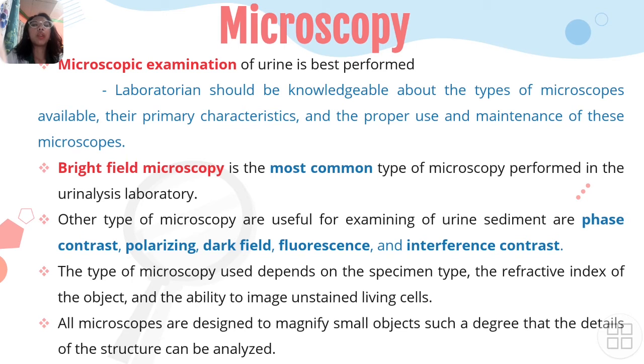Other types of microscopy useful for examining urine sediment are phase contrast, polarizing, dark field, fluorescence, and interference contrast. The type of microscopy used depends on the specimen type, the refractive index of the object, and the ability to image unstained living cells. All microscopes are designed to magnify small objects to such a degree that the details of the structures can be analyzed.